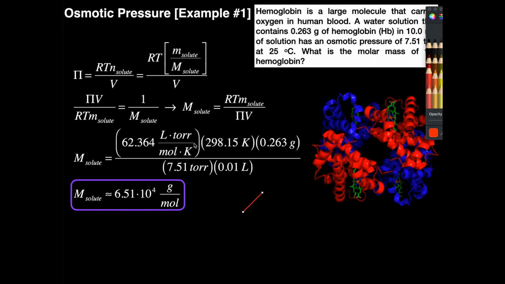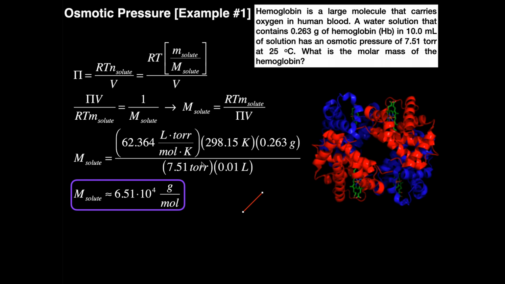Okay, so again, we have this as our gas constant. The temperature we need as an absolute temperature. Again, we have this gas constant that has Kelvin units. We need a Kelvin unit here. It's always safe to just go to Kelvin units. So 25 degrees Celsius, we would just add 273.15 to that, and we get 298.15 Kelvin. We're going to take that and multiply by the mass of the solute. So again, m of the solute. Well, we know we have 0.263 grams of hemoglobin, so 0.263 grams. We divide by the osmotic pressure, that's 7.51 torr.